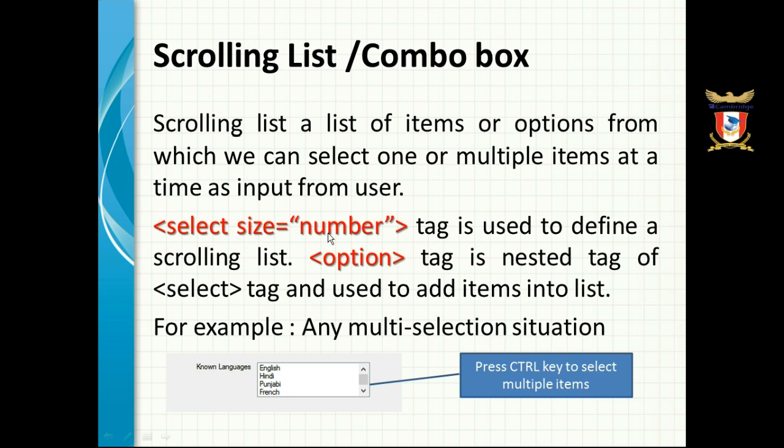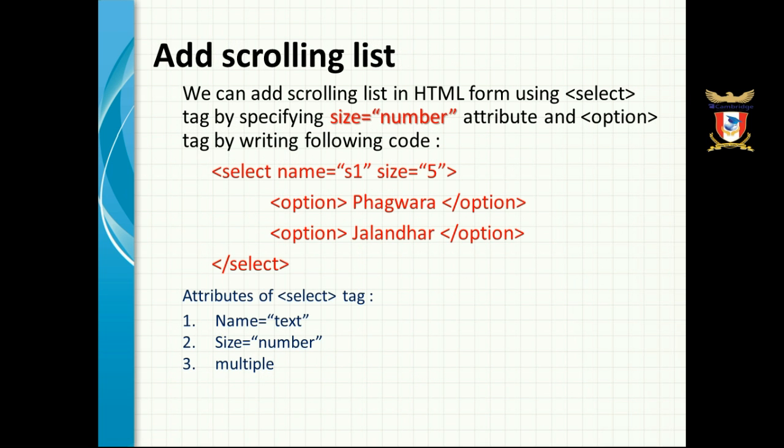A scrolling list is used in situations where we select multiple items by giving options. For example, known languages. You may know multiple languages, and in that case you have to select multiple items from this list. If you want to select multiple items, you have to use the control key. By pressing the control key, you click on the items one after another. In the next slide, we'll discuss how to create and use it.